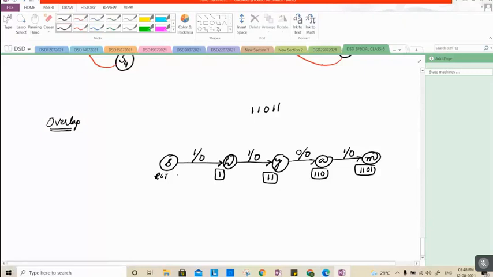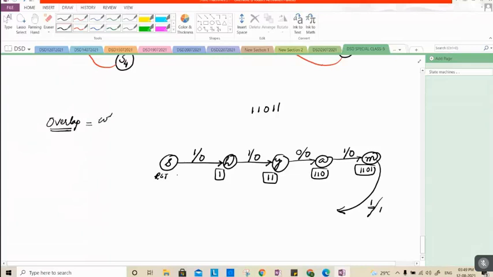Now in overlap, after M, if the input is equal to 1, the output will be 1. What should be the next state? Why, sir? What should be the next state here? Right, it should go to Y. So it has to go to Y.